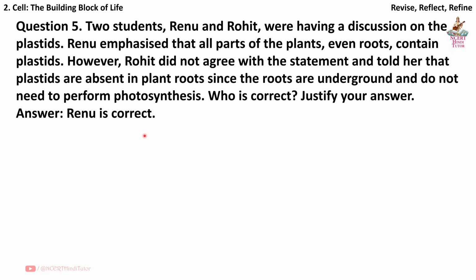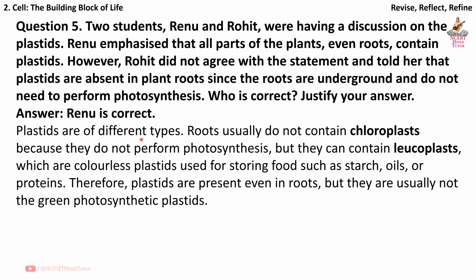Answer: Renu is correct. Plastids are of different types. Roots usually do not contain chloroplast because they do not perform photosynthesis, but they can contain leucoplast, which are colorless plastids used for storing food such as starch, oils, or proteins. Therefore, plastids are present even in roots, but they are usually not the green photosynthetic plastids.